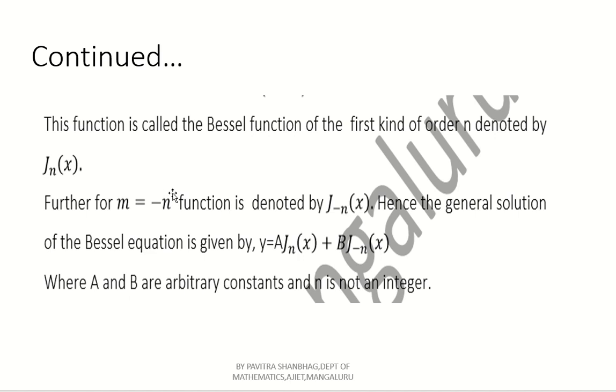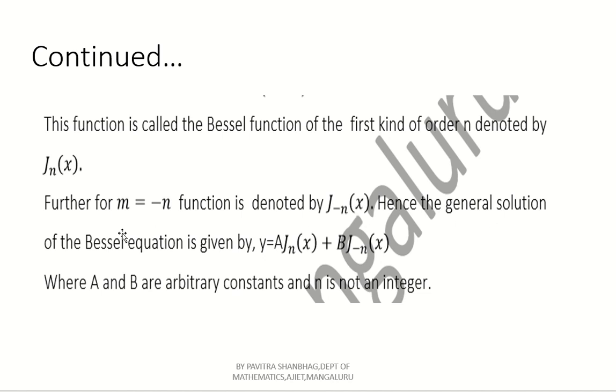Now here this function is called what? Bessel function of the first kind of order n, denoted by Jn(x). Suppose if you further replace m equal to minus n, it will become J minus n(x). So you can change the first sentence of your given question. It should be J minus n(x). Okay. A Jn(x) plus b J minus n(x). So which is denoted by what? Similar case, if you put m equal to minus n, then what you will get here? J minus n(x) you will get.